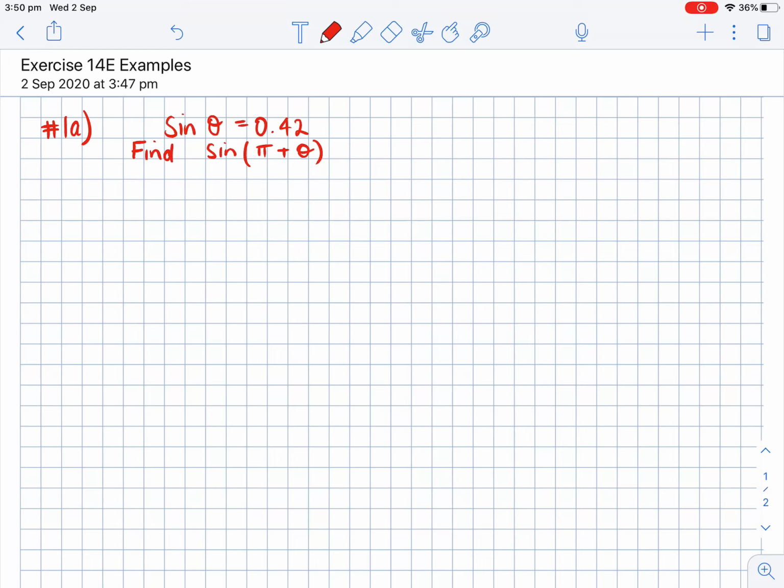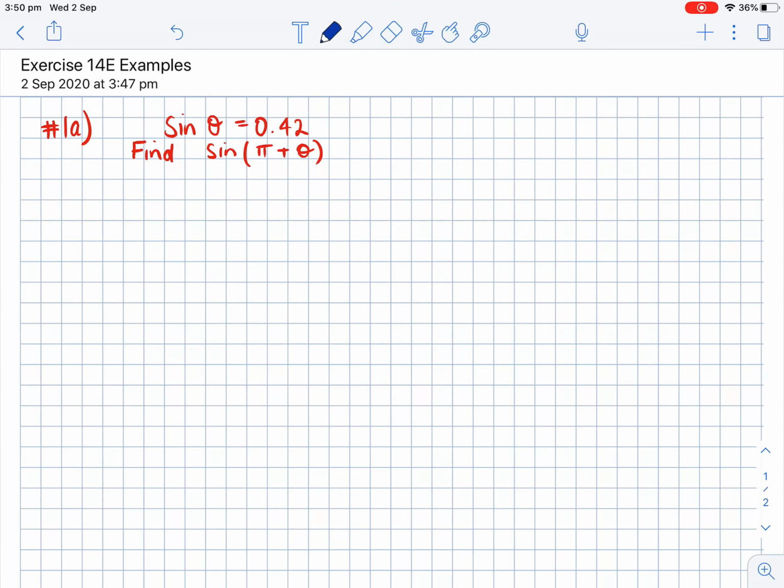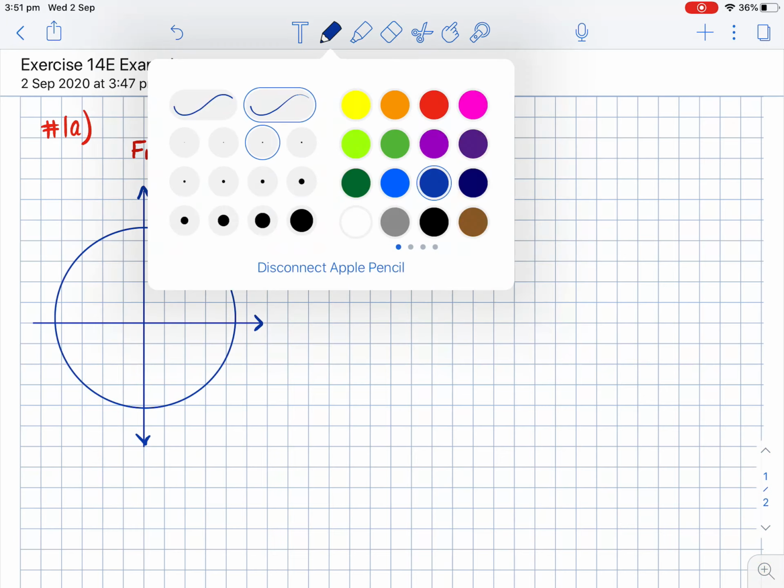Okay, so what I've got to do here is think about, well, what am I actually doing? What does this sine theta equals 0.42 actually mean? Where is sine theta, where is sine of pi plus theta in the unit circle? We want to break it down into a couple of key points. So the first thing I'm going to do is use the unit circle to have a look at where sine theta equals 0.42. Before we do anything, let's just have a little look.